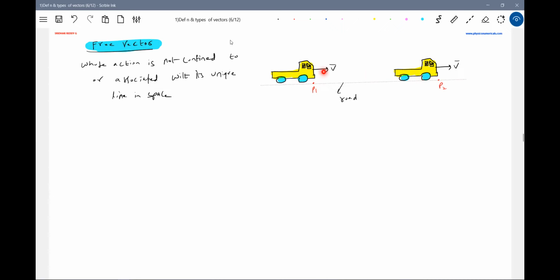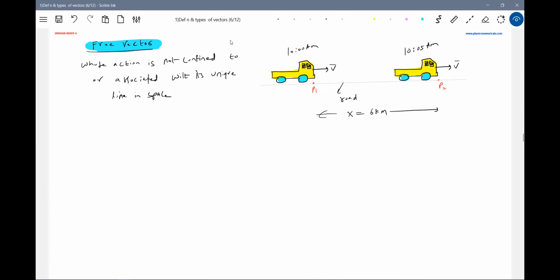What is the position of this vector at one instant of time? Let's say at t equal to 0, like at 10 a.m. After some 5 minutes, the truck will be at a certain distance, let it be at a distance of say 6 kilometers. Now, where was the velocity vector? It was at some point P1 on the road. Now after some time it will be somewhere far away. So is it confined to any space? No, it's not confined. It is just getting displaced. So this is a free vector.